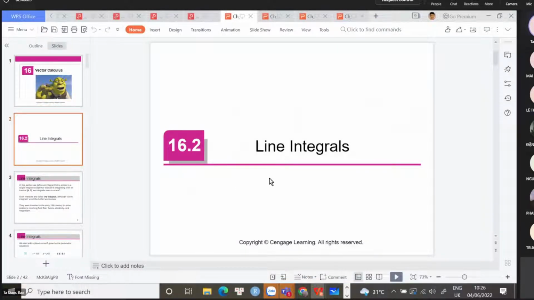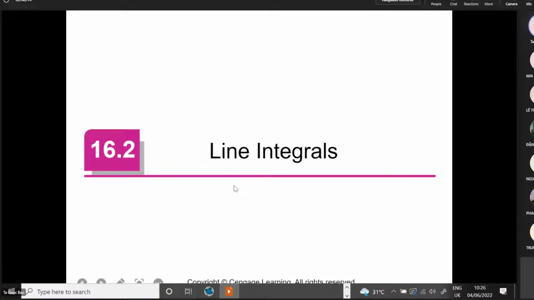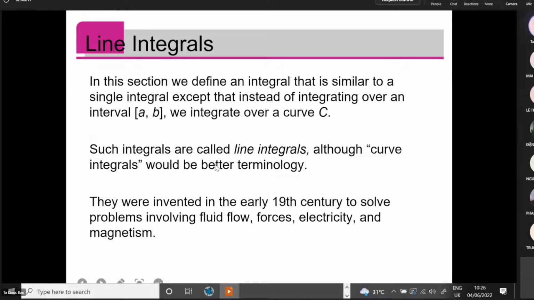In the next session we study line integrals. This is a very interesting topic. In this session we will define an integral that is similar to a single integral, except that instead of integrating over an interval [a, b]. Therefore, we can see that integration on [a, b] is a special case of line integrals.